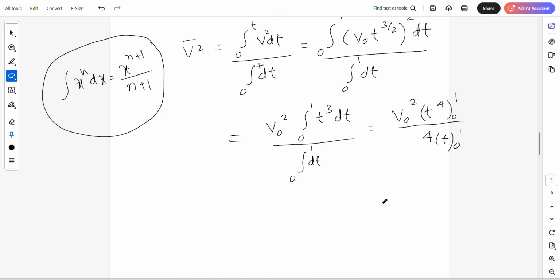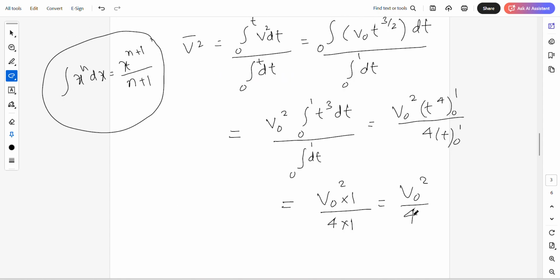Now simplify this one. This is very easy, okay. This I can write as v naught square, limits of integration. Here also 1 you will get, upper limit minus lower limit, divided by 4 into 1, that is equal to v naught square by 4, okay.